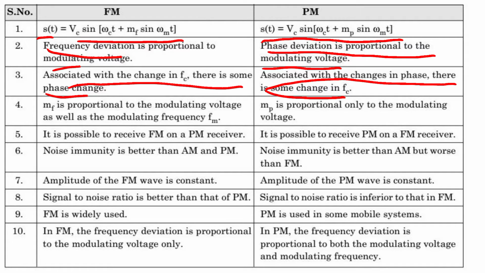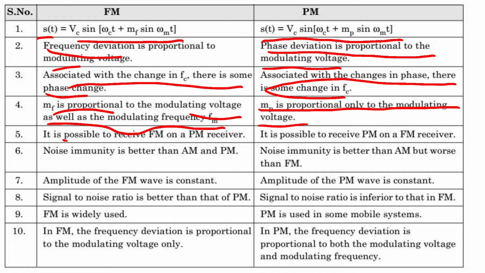Now coming to the fourth point, mf is proportional to the modulating voltage as well as the modulating frequency fm. That means here the modulation index is directly proportional to the modulating voltage. Here also the same thing, the modulation index mp is proportional to the modulating voltage, which means here the phase of the carrier signal is directly proportional to the amplitude of the message signal. That is the meaning of this point.